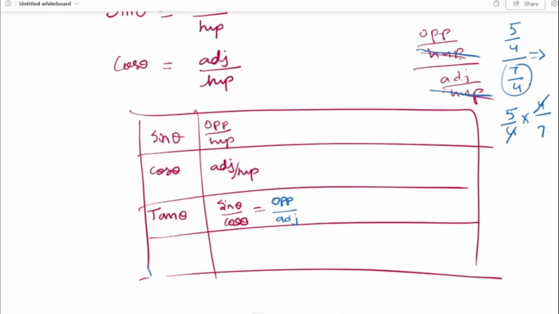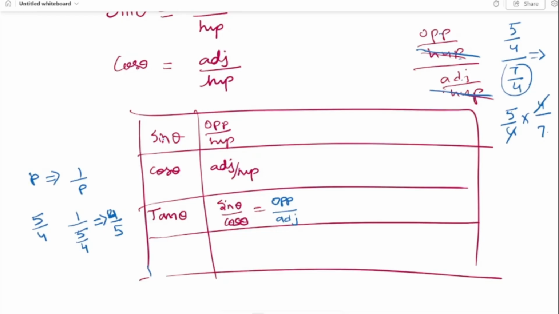Okay, it doesn't stop here. They gave fancy names for the reciprocals. You know what a reciprocal is? Reciprocal of P is 1 over P. What is the reciprocal of 5 over 4? 1 over 5 over 4, which is 4 over 5. Just remember this.